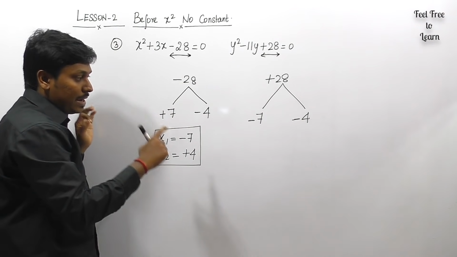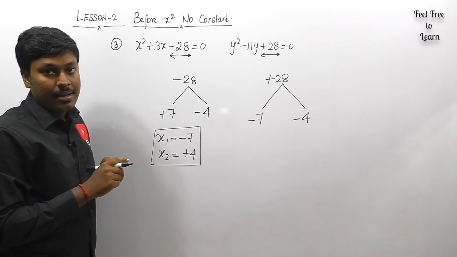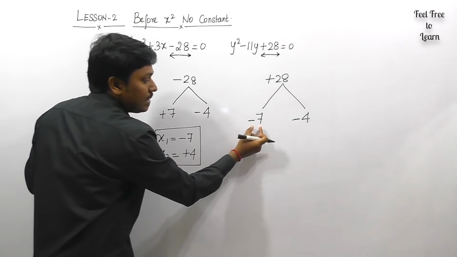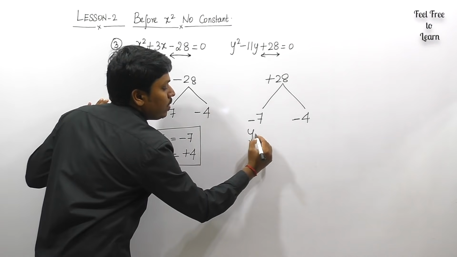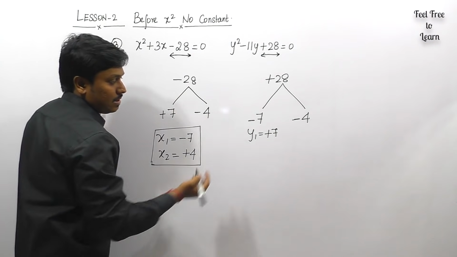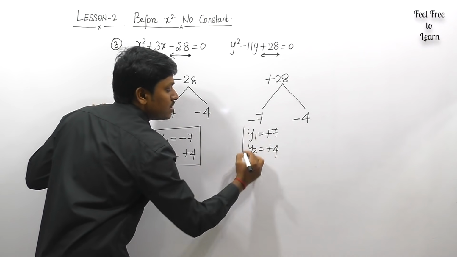So friends, minus 7 into minus 4, the result will be plus 28. When we add minus 7 and minus 4, the result will be minus 11. So we can say that y1, here it is minus 7, but while writing you need to change the sign to plus 7. So y2, here it is minus 4, but while writing it should be plus 4.